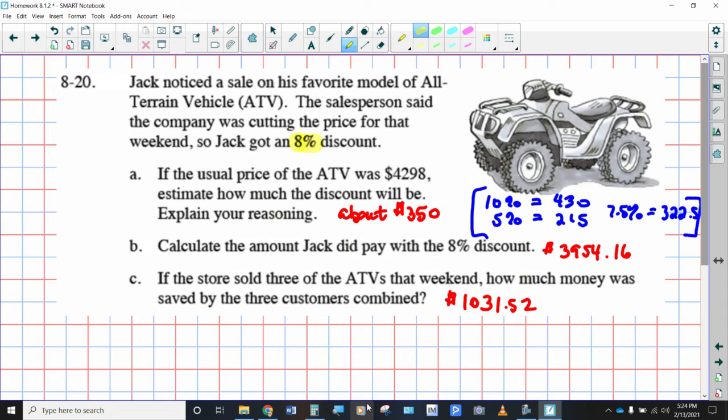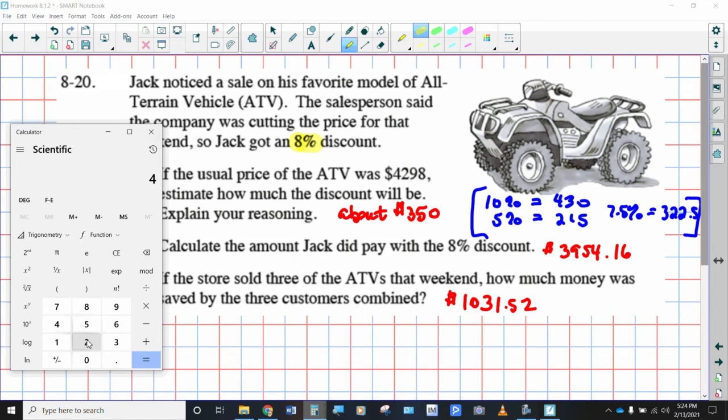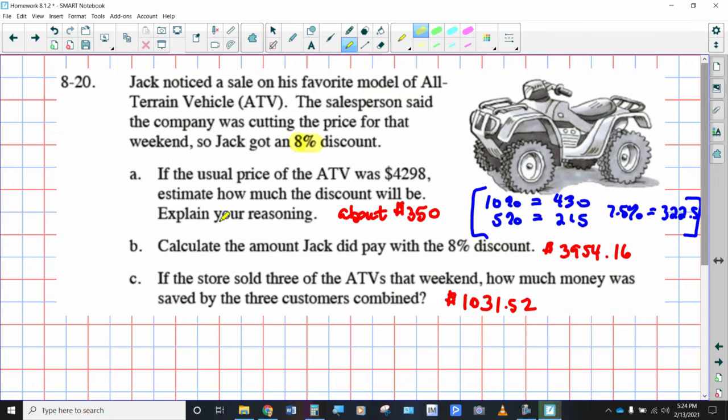But to me, it's just so much easier. Let's just find out what 8% of that number is by changing 8% to its decimal and then multiplying it times 4,298. So 4,298 times 8% in decimal form is $343.84. So that's going to be the exact amount.